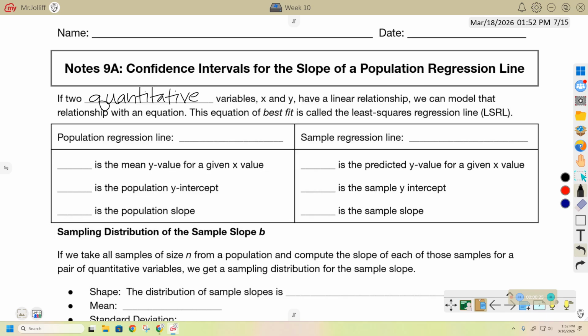So we are looking at paired quantitative data, generally two numbers that came from the same source, and we're looking for a relationship between those two quantitative variables. Good. If those two variables have a vaguely linear relationship, we can model them with a line of best fit, also known as a least squares regression line.